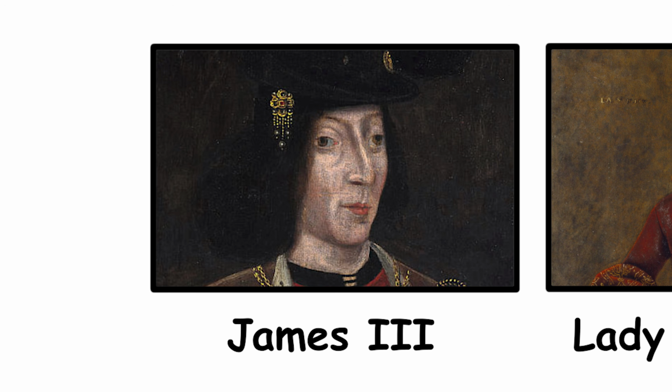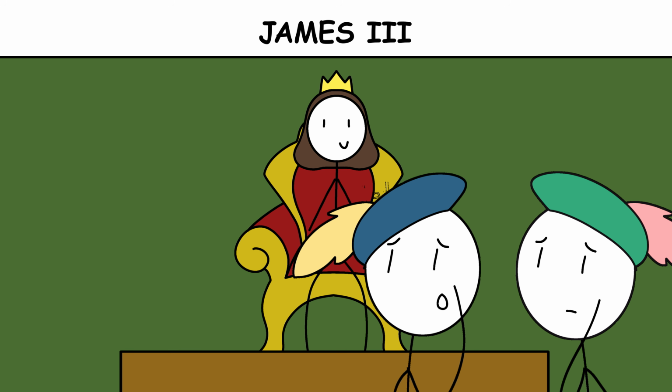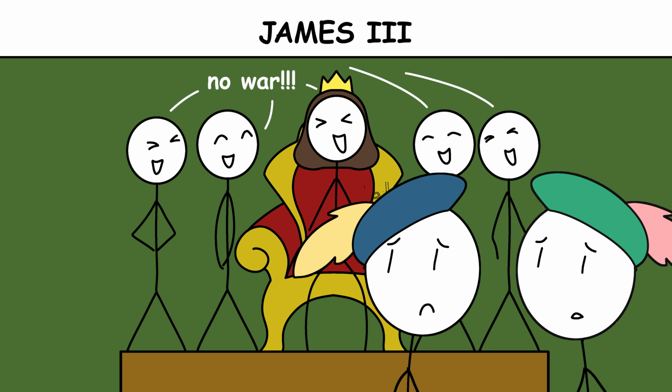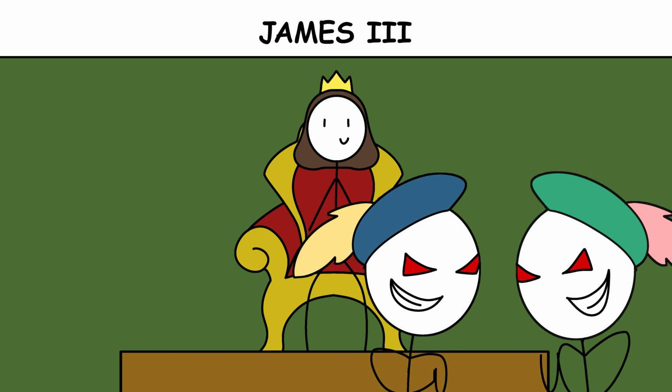James III of Scotland, the unloved king. James III became King of Scotland in 1460. But he quickly alienated his nobles by surrounding himself with low-born favorites and avoiding the warfare they expected. By 1488, James's nobles rebelled against him.